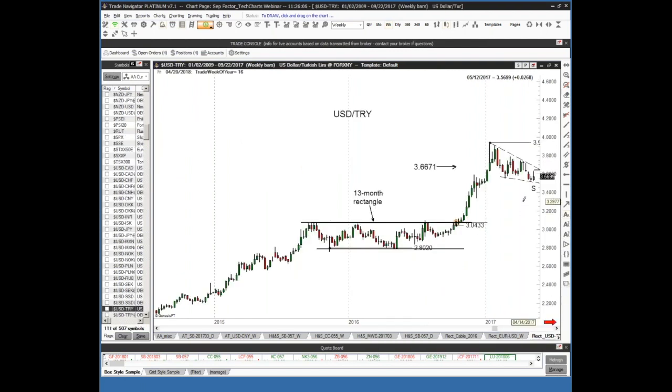Here's another example of a rectangle in the cross between the U.S. dollar and the Turkish lira. A 13-month rectangle that developed. That's again in that sweet spot of 10 to 26 weeks on up to a year. You get much past a year, and you just tactically have a very, very difficult trade on your hands. But it's an example of a market that ran its distance.